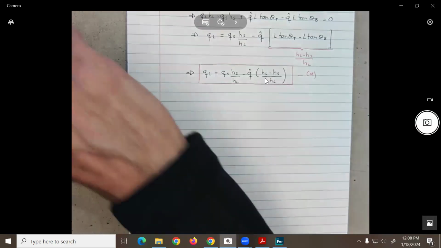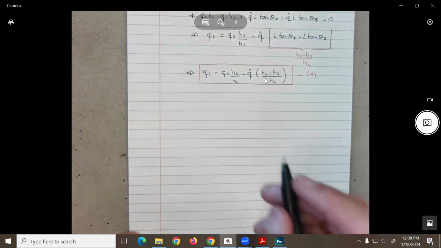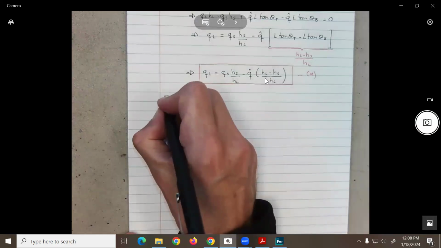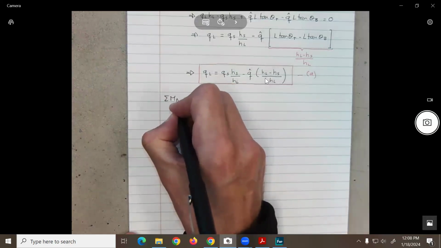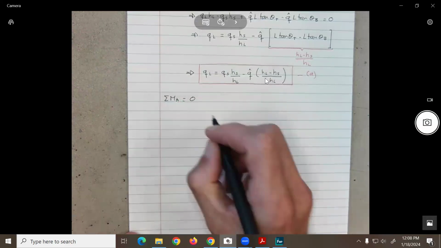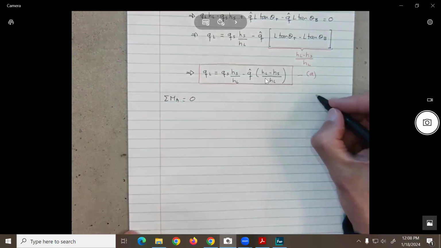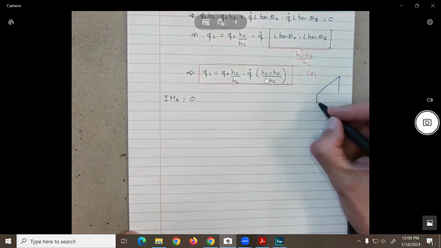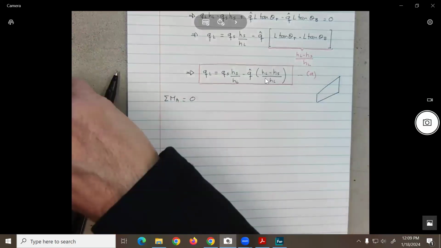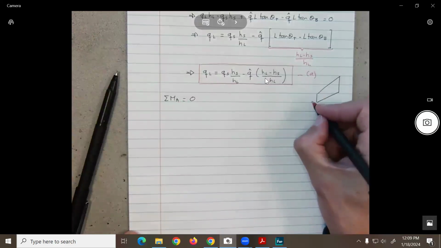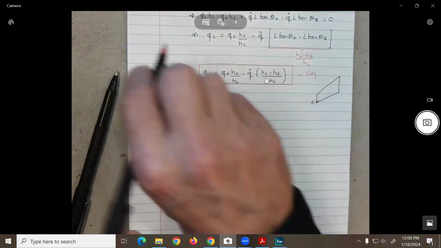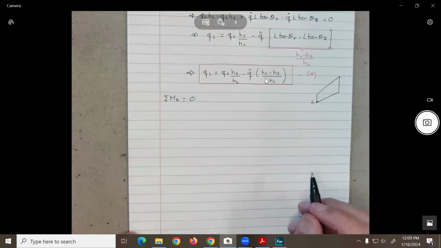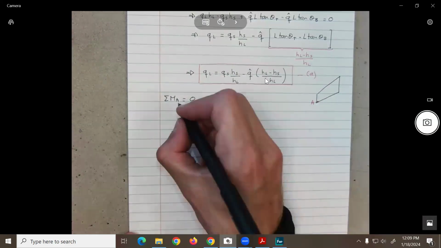Okay, so we do summation of forces in X and Y, and then we need to do the summation of moments about point A. I'm going to tell you where point A is now. So point A is located over here on the panel. It is this one over here. So we do here the equation.